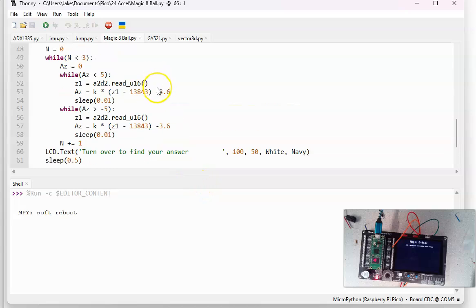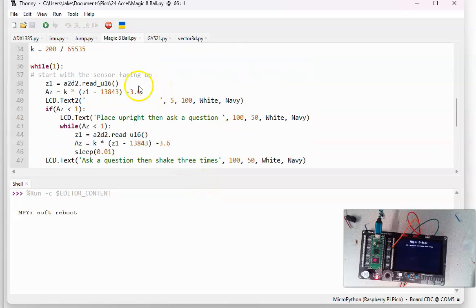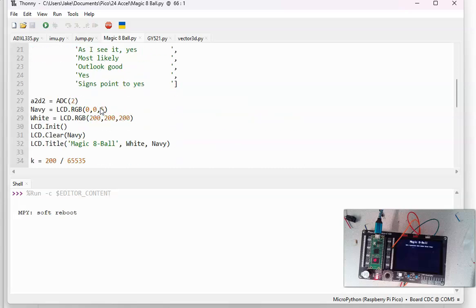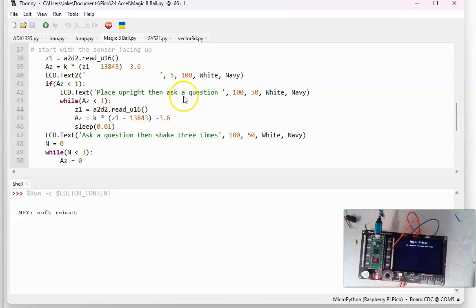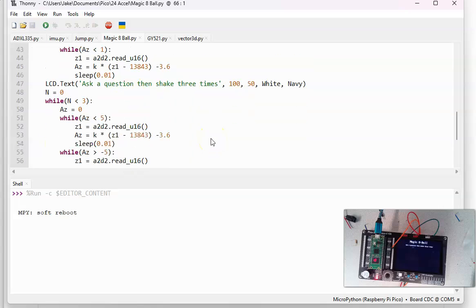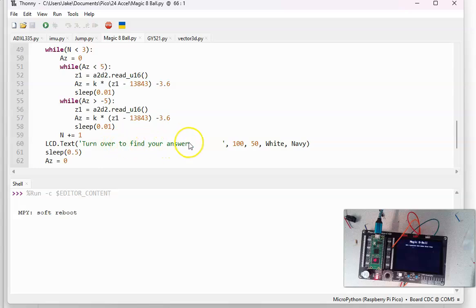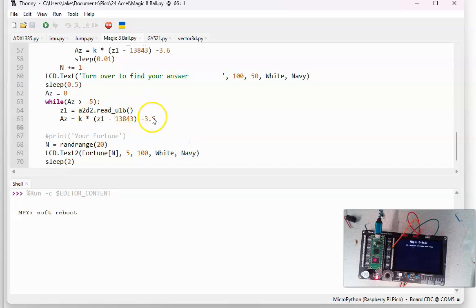So let's go to the Python code. What the Magic 8-Ball does is when I start out, again, these are all the different fortunes, your random fortune between 0 and 19. I'm going to ask it a question. It checks the Z-axis and makes sure that Z is positive. Got the Magic 8-Ball talking to the Magic 8. Ask a question 3 times. Then for 3 times, check to see if the acceleration in the Z direction goes bigger than 5, less than -5. Repeat 3 times. Tells you to turn over the Magic 8-Ball, basically flip the sensor to find your answer. Then picks a random reading. So let's try that.